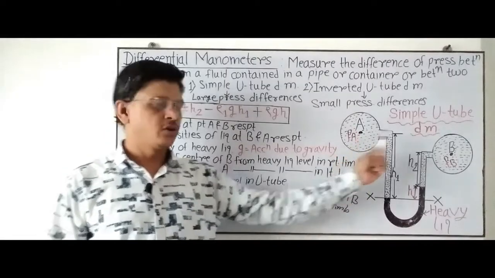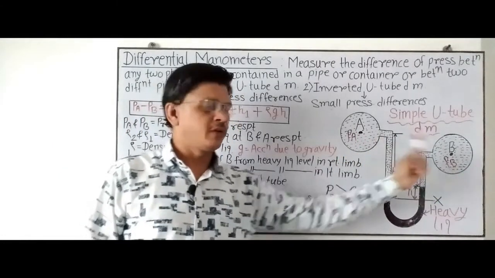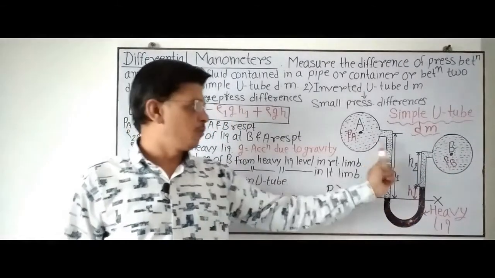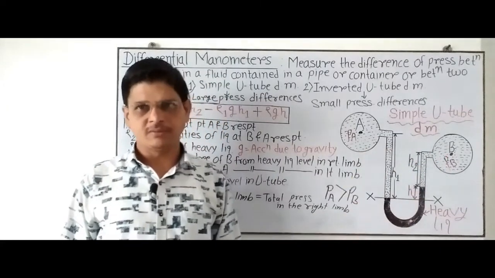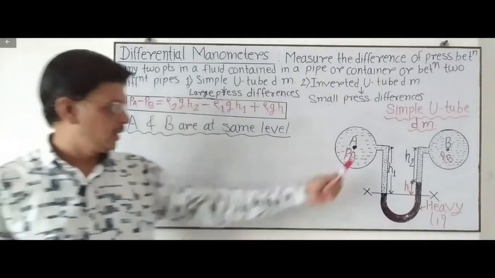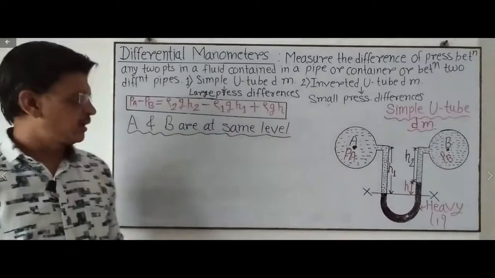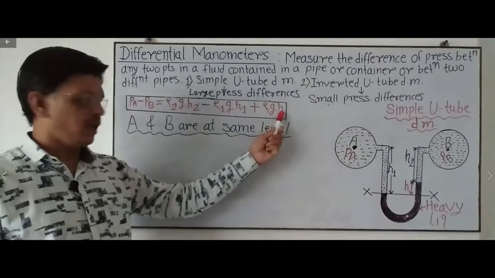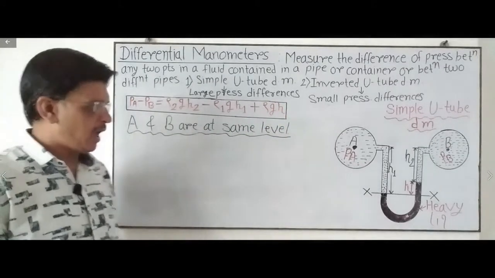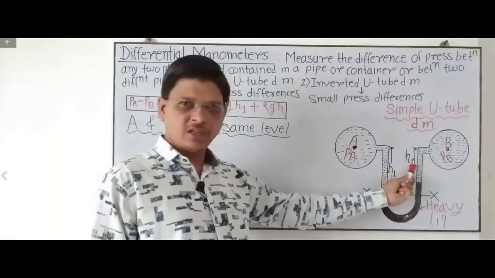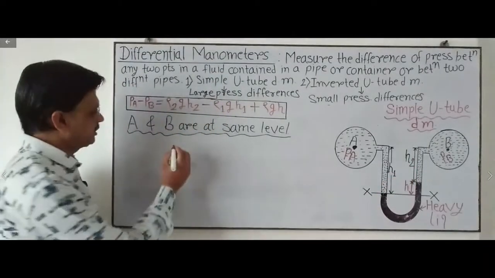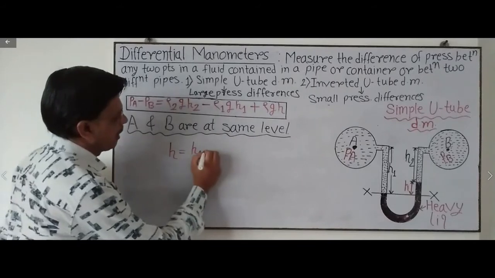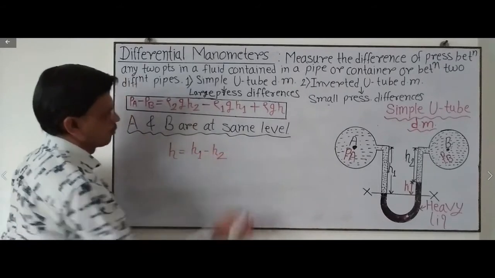Here these two pipes are at two different levels, but we can face another condition where the two pipes are at the same level. So when A and B are at the same level, this H can be written as H1 minus H2.